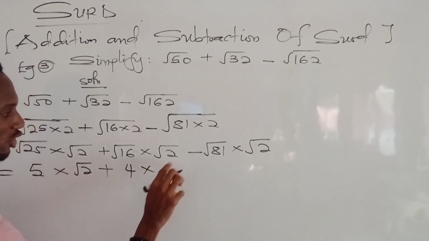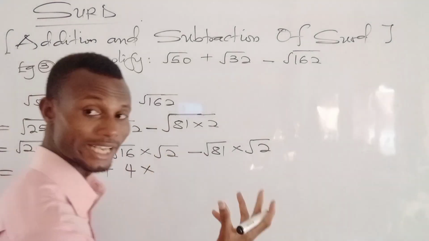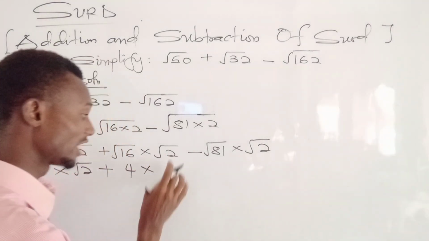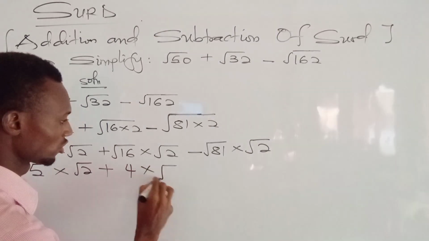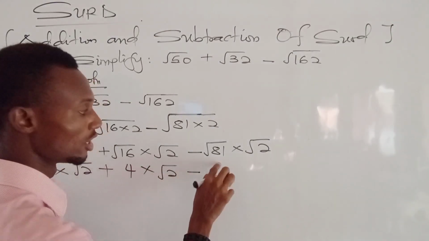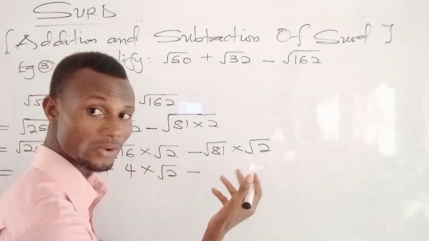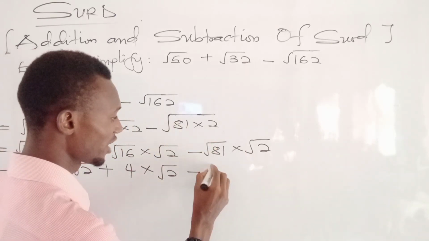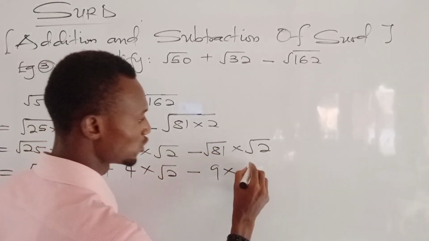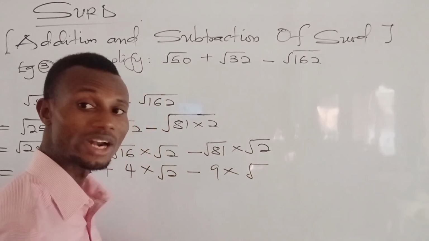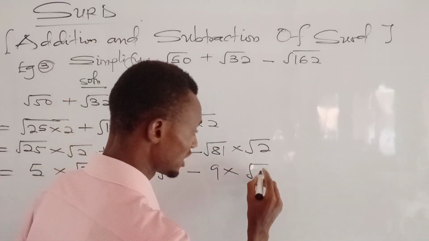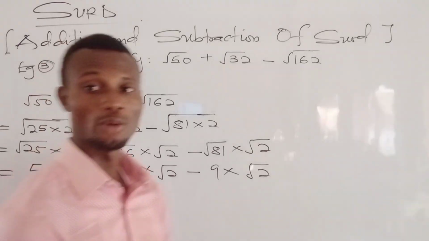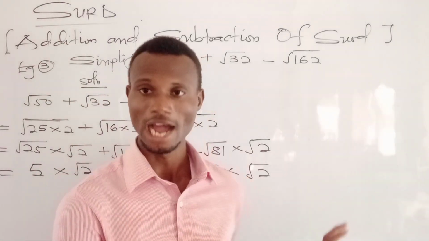Then times square root of 2, we will not get a whole number as an answer for it. So just repeat your square root of 2. Then minus square root of 81, we know the answer to be 9. Square root of 81 is 9. So you bring your 9 times square root of 2, we will not get a whole number as an answer for it. So you just repeat your square root of 2. I hope the explanation is clear enough up to this point.